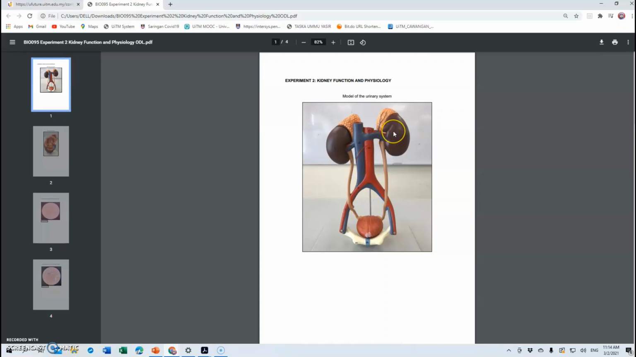Okay, so you have the kidneys. Above here you have the adrenal gland, and you have the ureter. And then you have the blood vessels, the aorta and also the veins. So make sure that you draw the model correctly and label all the structures. All the structures will have marks for each structure that you label, so make sure you label correctly all the structures and organs involved. So this is the urinary bladder, as you can see.